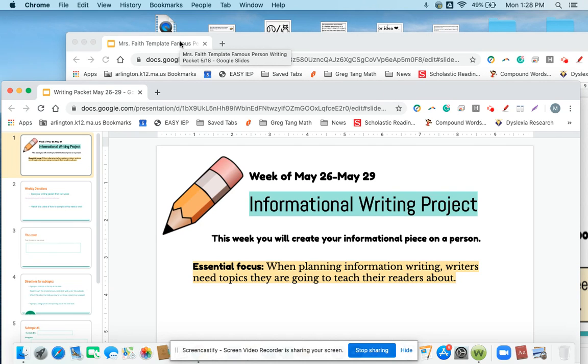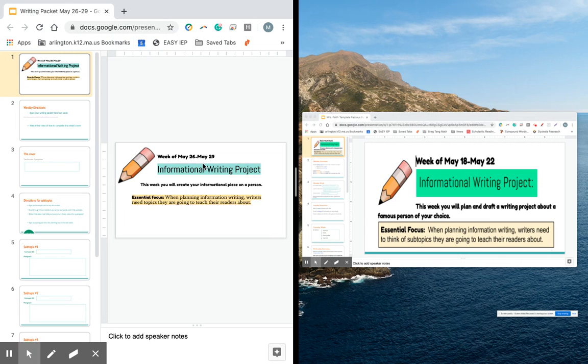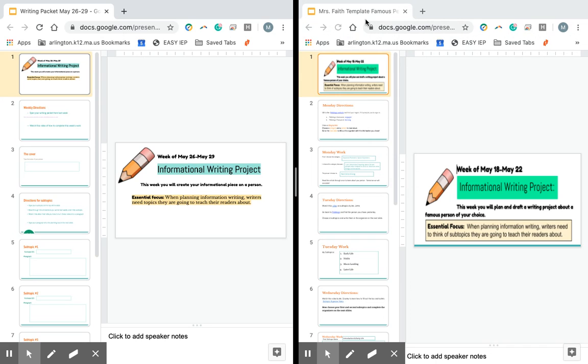Next, you're going to click on one of the windows, doesn't matter which one. Click on the green circle again, and it gives you three options. You can have a full screen, or you can have this window to the left of the screen or to the right. I'm going to pick to the left of the screen. As you can see, this document that I just was working in is now on the left-hand side of my screen. Now I'm going to go over here, and you can see the other document is on the right-hand side. I'm just going to click on it, and it should open up so that it's bigger and equally shares both screens.